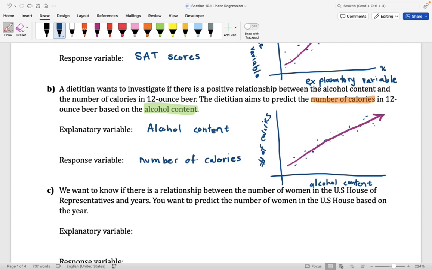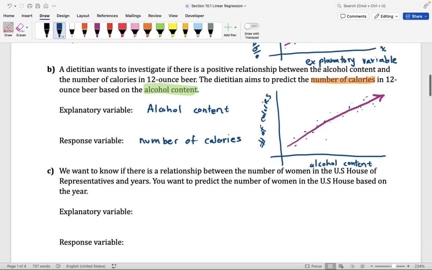Now again, let me emphasize how we would have to go and collect data. I don't know if these two variables have a linear relationship. We would need to go out there, randomly select a sample of 12-ounce beers. We would measure both variables. We would create a scatter plot, and we would ask ourselves, do we see a linear pattern on the scatter plot? If we do see the linear pattern, then that is when we use technology to find the linear model. But again, you first need to verify whether the variables have a linear relationship.